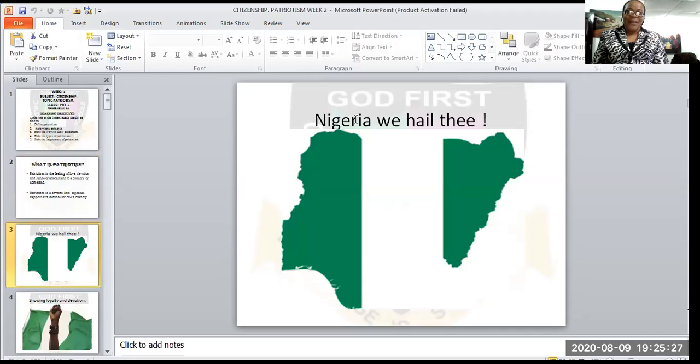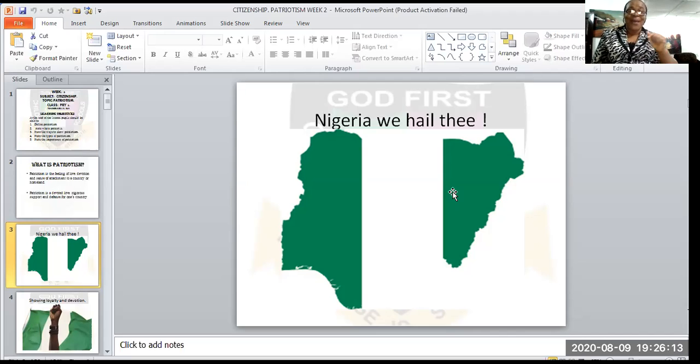Patriotism. Patriotism is the love of this nation, Nigeria. The love for the people, the love for the leaders, the love for the community, the towns, everything that has to do with Nigeria. The culture, the rich culture of our nation. I love it. Nigeria, we hail thee. Yes. We love Nigeria. We must love Nigeria. We must have special love, special devotion, special attention, special support for our country, Nigeria.